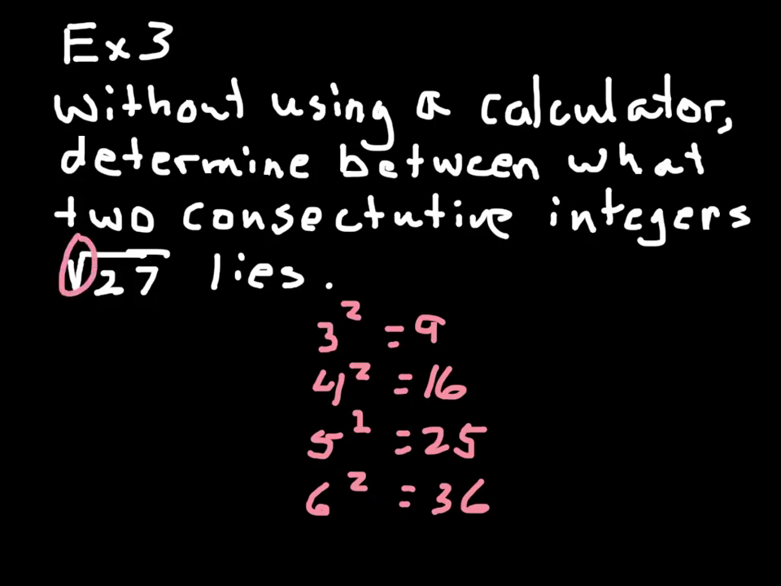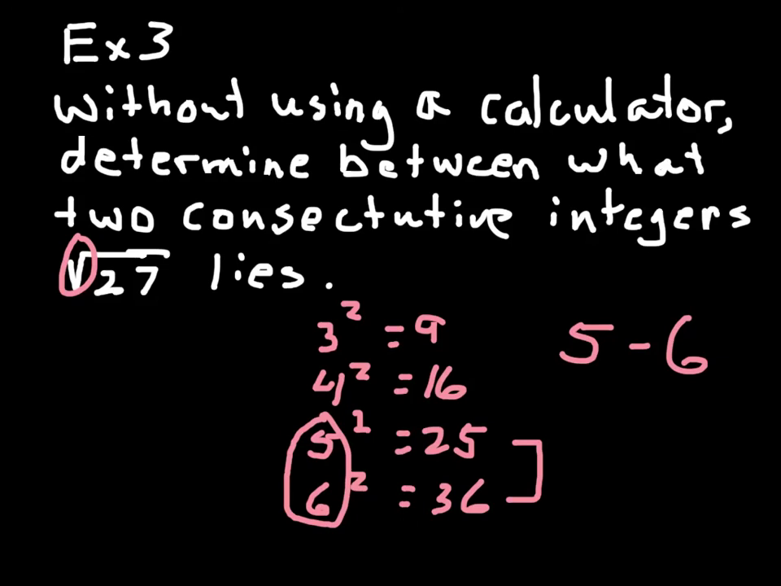Now, where does 27 lie? Well, 27 lies between 25 and 36. So the square root of 27 must lie between 5 and 6. And that's it. That's your answer. You don't have to go any further. The square root of 27 would lie between 5 and 6.